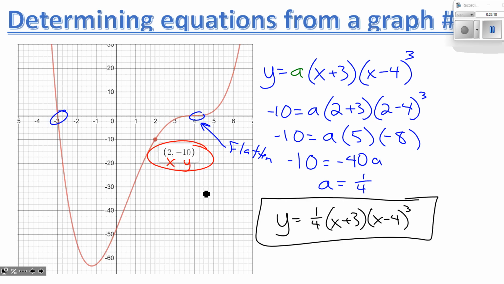It's always good to double check yourself. Yeah, that is a positive lead coefficient graph because the right end behavior is up. And fourth degree makes sense because the ends agree.